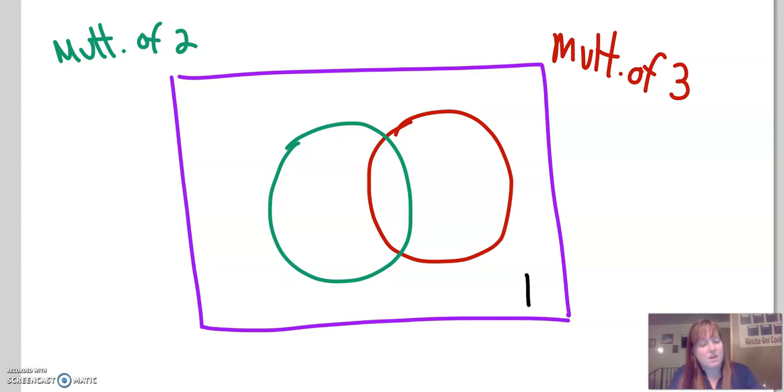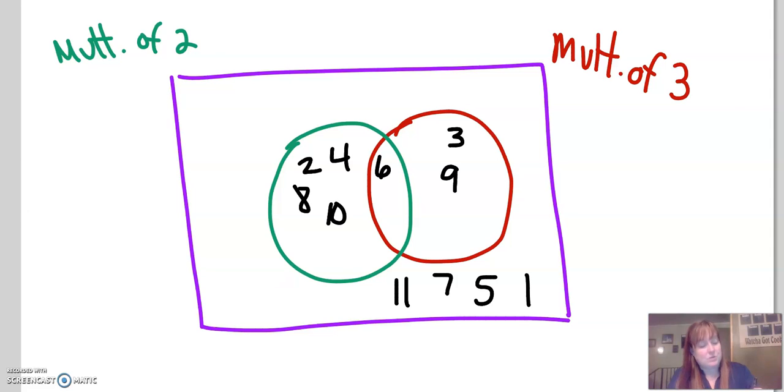Okay, so 1, 2 is a multiple of 2. 3 is a multiple of 3. 4 is a multiple of 2, but not of 3. 5 is a multiple of neither. 6 is a multiple of both. 7 is a multiple of neither. 8 is a multiple of 2. 9 is a multiple of 3. 10 is a multiple of 2. 11 is a multiple of neither. 12 is a multiple of both. 13 is a multiple of neither. 14 is a multiple of 2. And 15 is a multiple of 3. Okay, so this is our sample space. We just drew it in a Venn diagram.